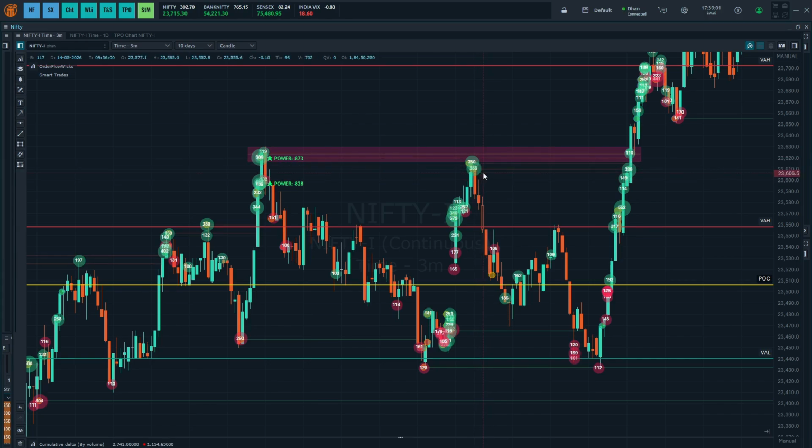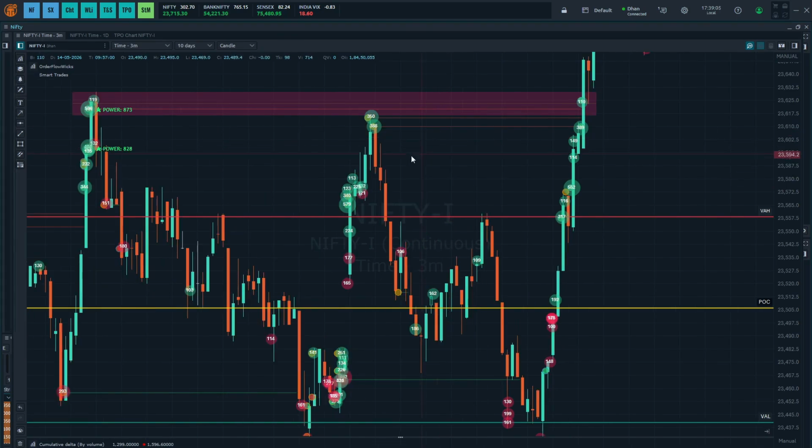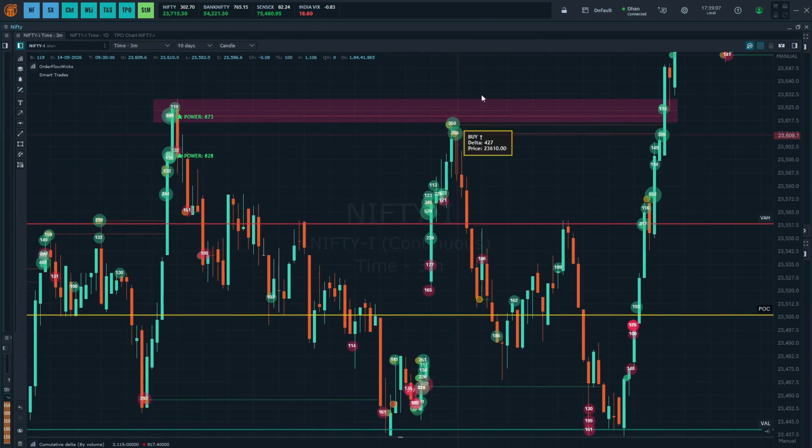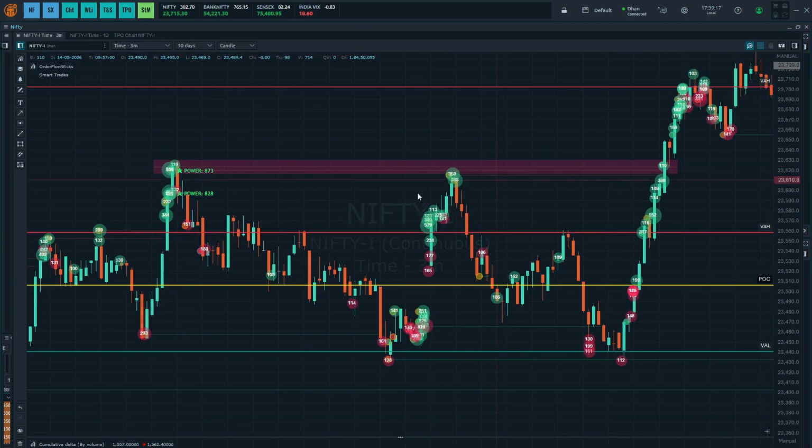Even though there was 350 contracts and 388 contracts of buying here, the price was not able to move up. These are the late buyers who tried a breakout of the previous high but still could not. The limit selling is still active. So we can say this is a selling zone again, and the price went completely to the downside.